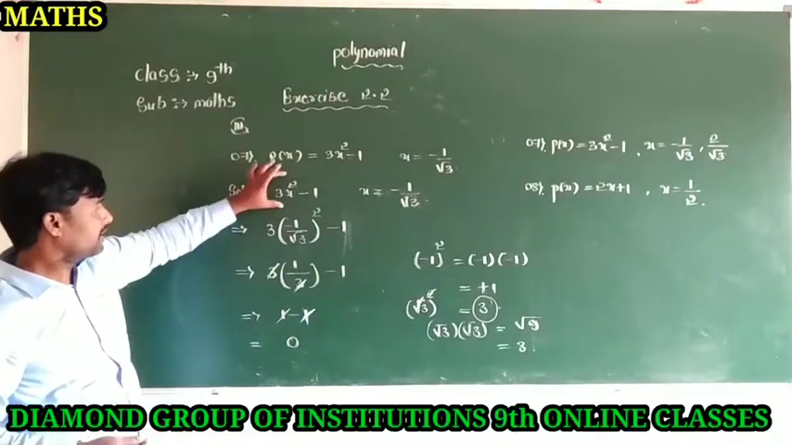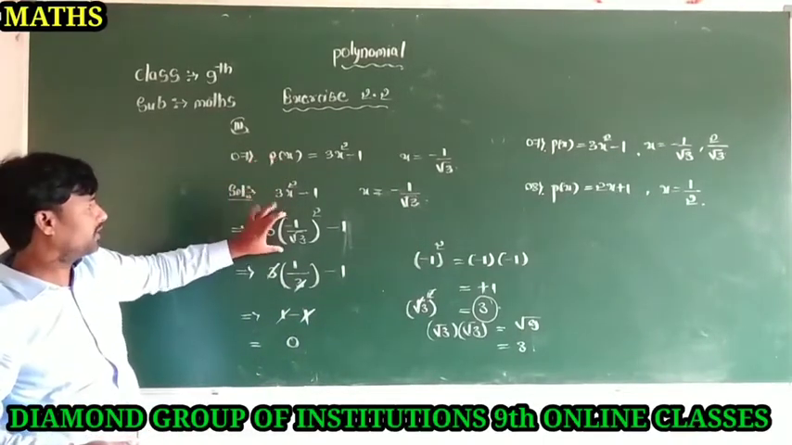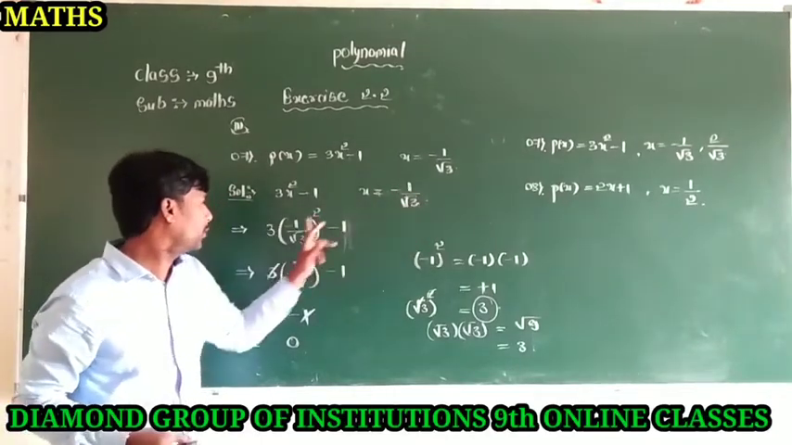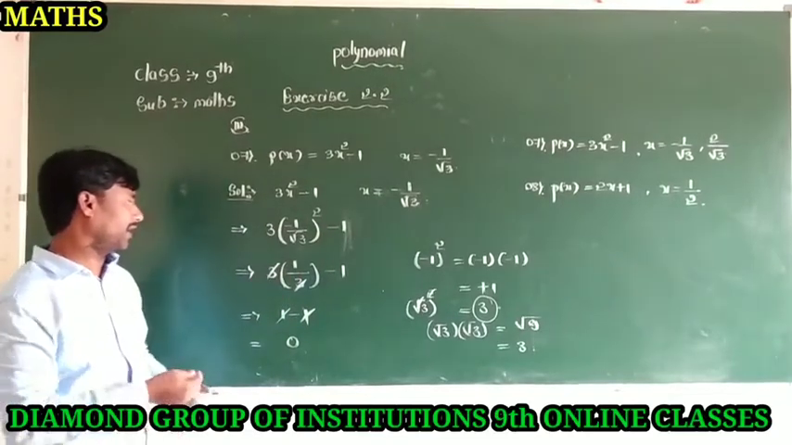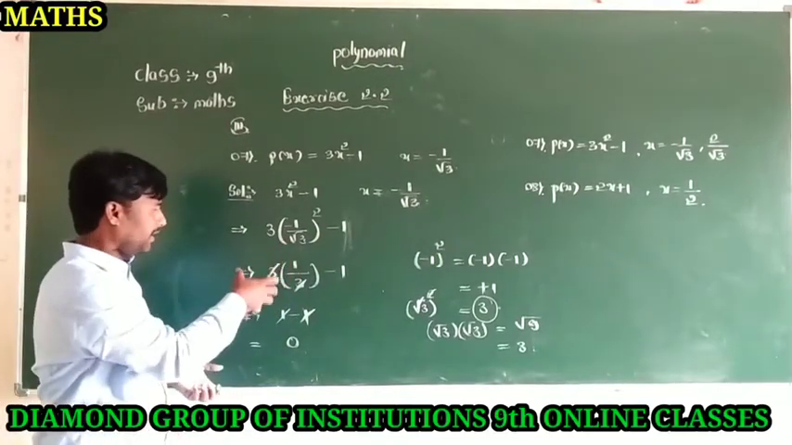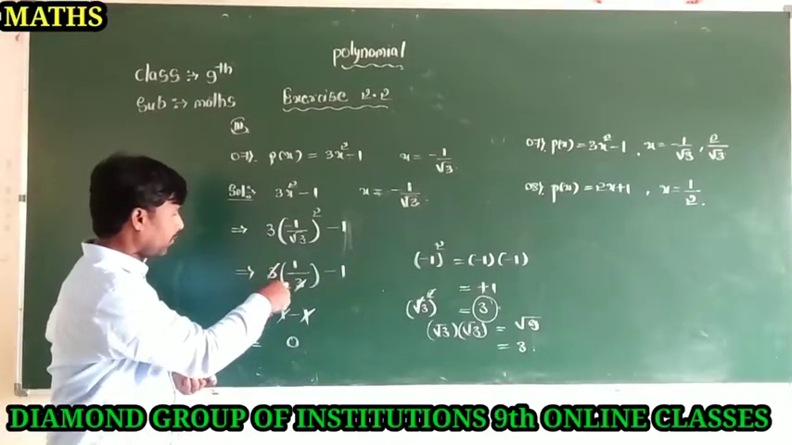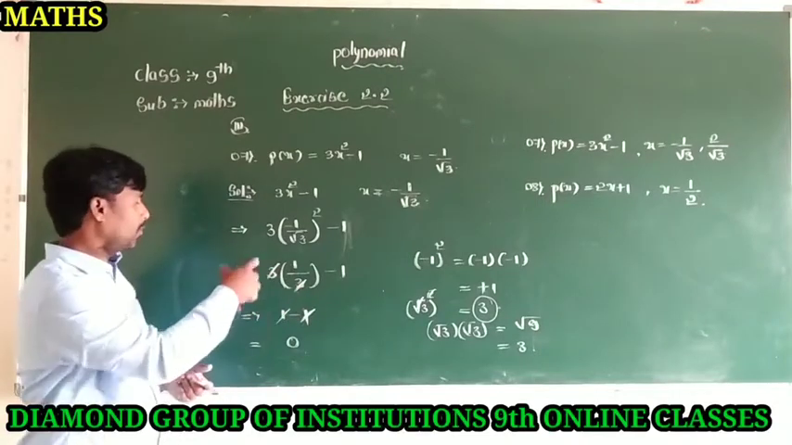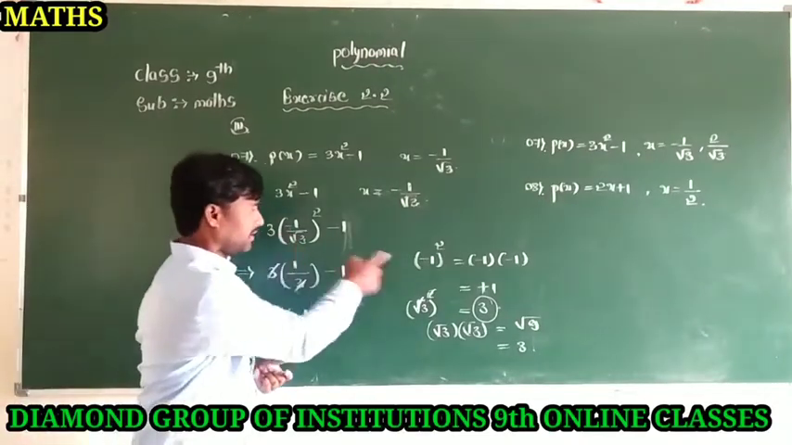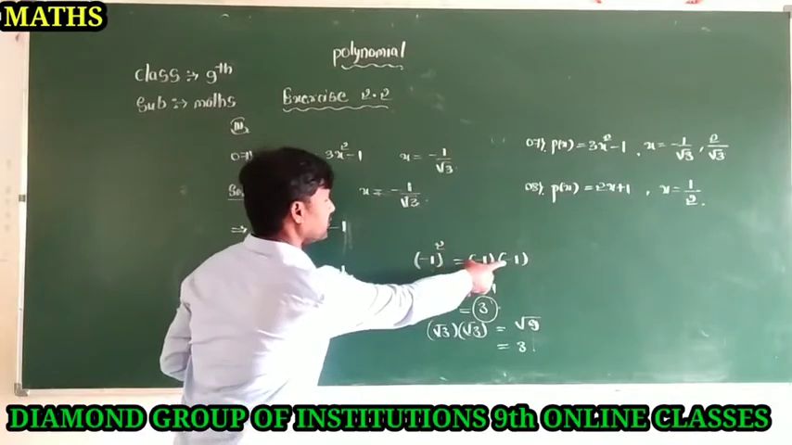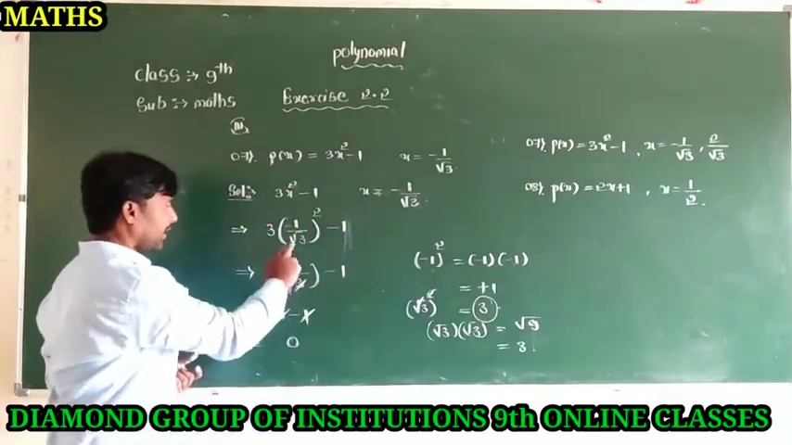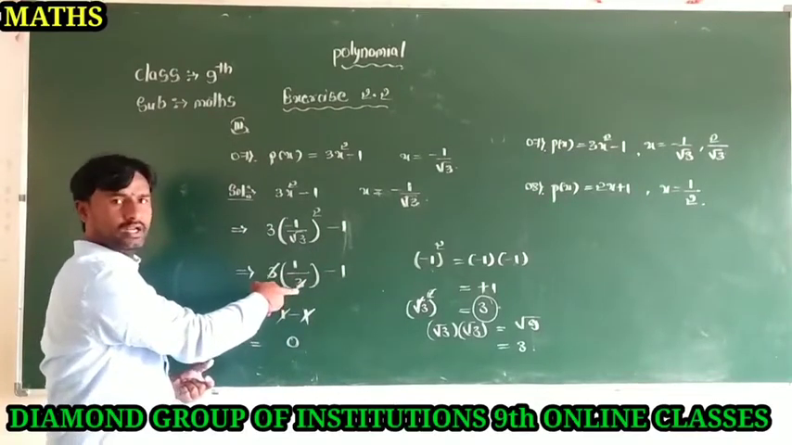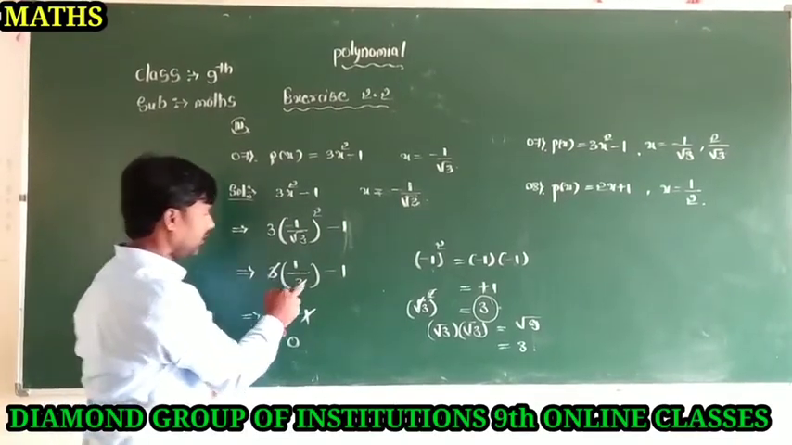So 3 as it is, and x square value I am substituting here: minus 1 upon under root of 3, whole square, minus 1. This minus 1 I wrote here directly. Next step, I wrote 3 in the bracket with 1 upon 3. How did it come? 1 upon under root of 3. Minus 1 whole square means minus into minus is plus, 1 into 1 is 1. Similarly, under root of 3 squared, I wrote the denominator 3. So here 3 is there now.